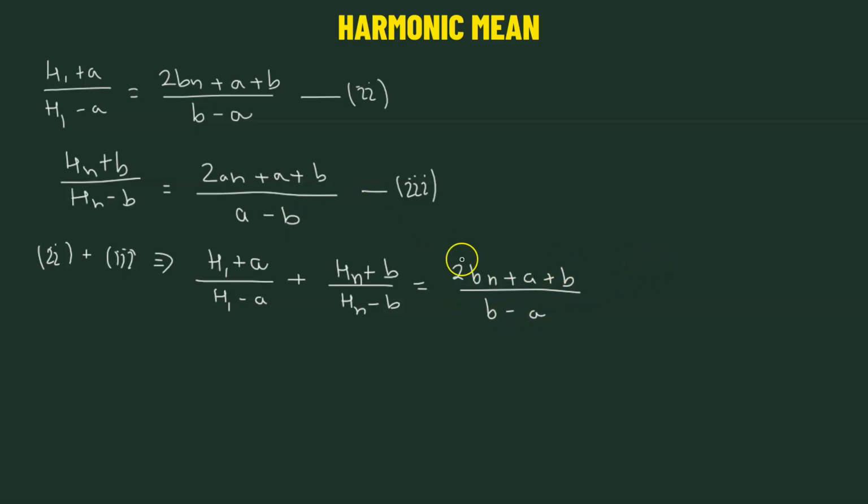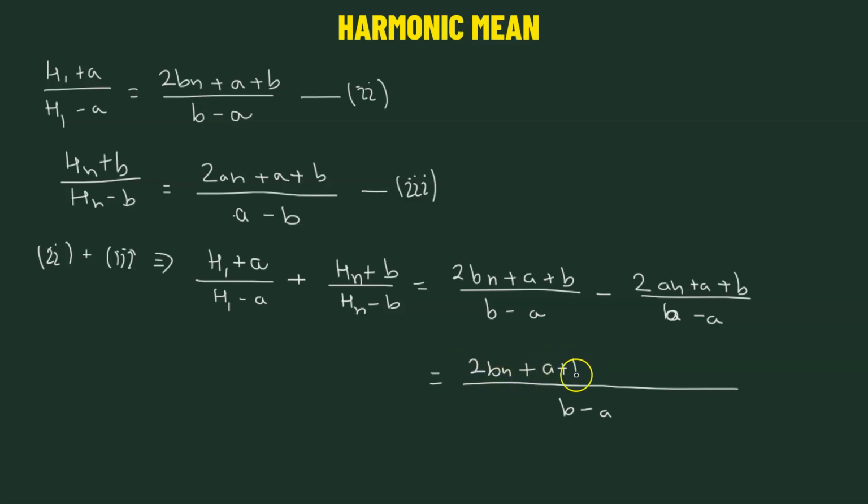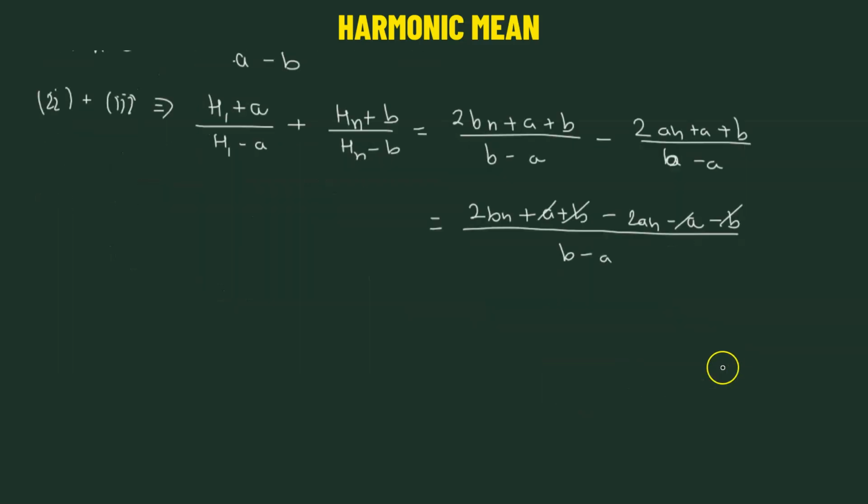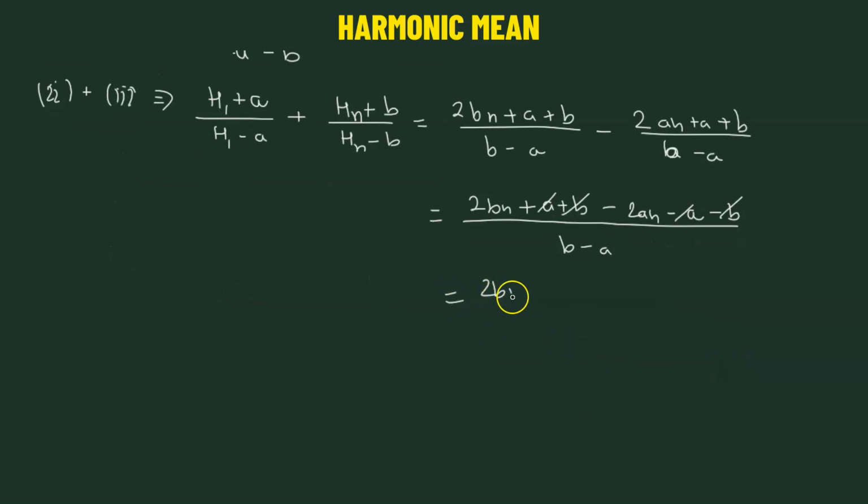So let's do one thing. We will multiply the denominator by negative 1, so we'll have to multiply the numerator by negative as well. So we have negative times 2an plus a plus b divided by a minus b, and this will become b minus a. This is done so that we can easily combine the denominators. We have a common denominator of b minus a. Now in the numerator we have 2bn plus a plus b, then we have negative 2an, negative a, and negative b. So here we can cancel out positive a, positive b, and negative b. And then we are left with 2bn minus 2an divided by b minus a.